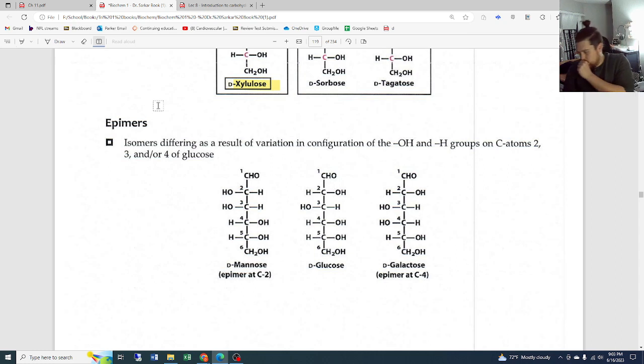Epimers. So they are isomers differing as a result of variation in configuration of the OH and the H groups on C atoms 2, 3, and or 4 of glucose. So we are specifically talking about glucose right now, okay?